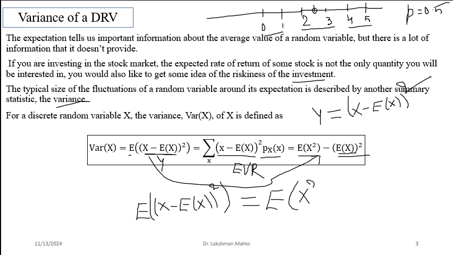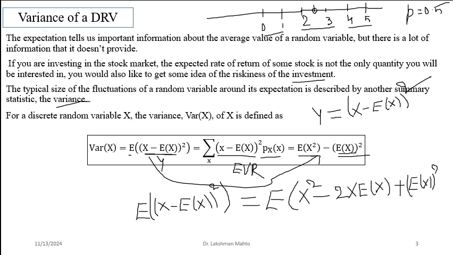If you expand it, what you will observe is X square minus twice of X into the expectation of X, plus the expectation of X whole square.